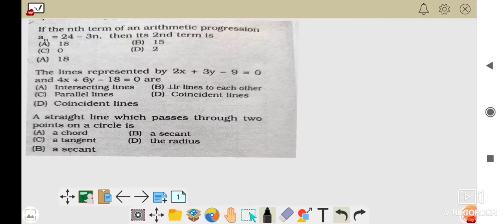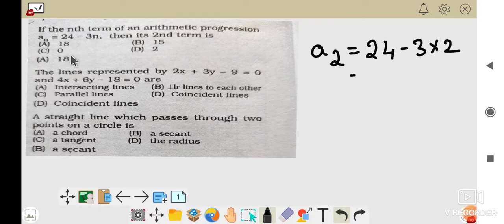Now second term means in place of n you should write 2. a_2 is equal to 24 minus 3 into 2. 24 you should keep as it is, minus 3 2s are 6, so this is equal to 18. Okay, now this is the answer.